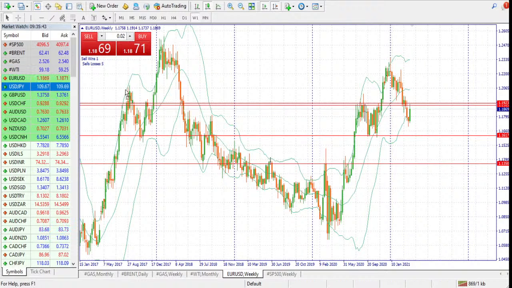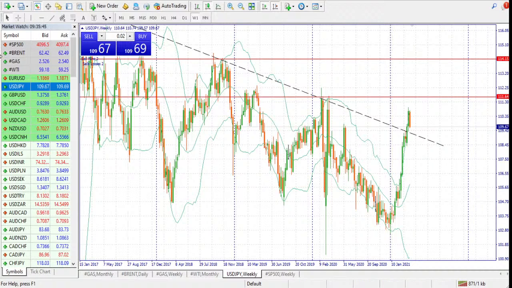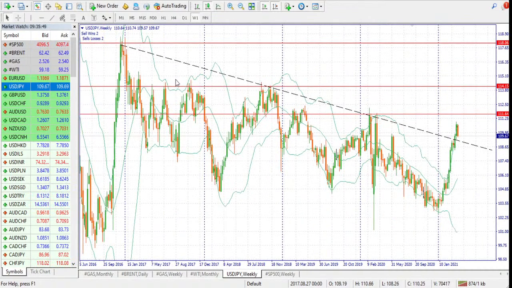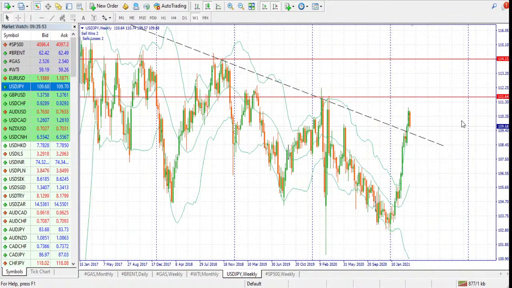Our next chart is USD/JPY. This is a very significant correction. You can see what happened. We had a very good trend line all the way. Then the price broke above it, came back up to the same place, and it's still coming back down.